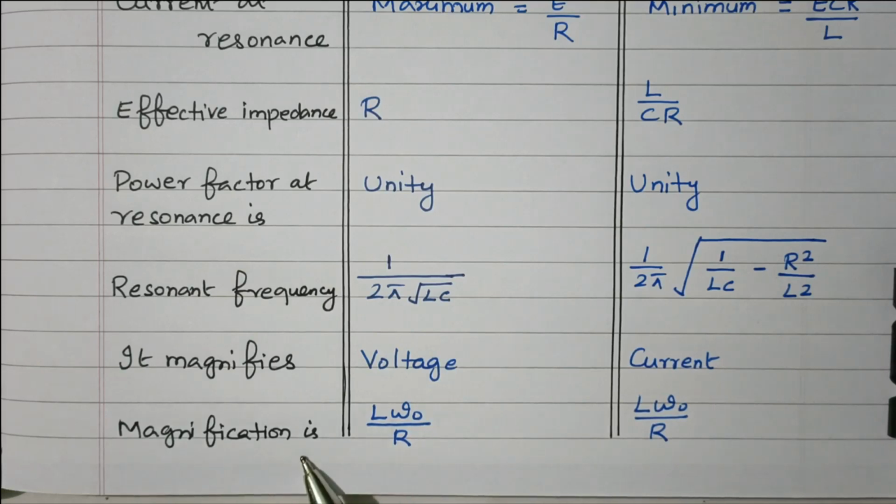Then magnification. What is the magnification? L omega naught divided by R in series circuit. In parallel circuit also L omega naught divided by R. So these are all the comparison between the series and parallel resonant circuits.